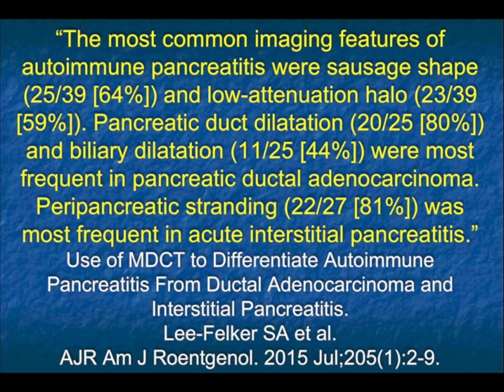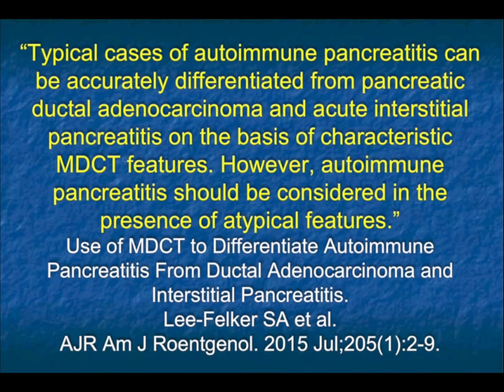This article by Lee Felker a couple years back found the most common imaging features of autoimmune pancreatitis were sausage shape and low attenuation halo. And to me, those are the best findings. Pancreatic duct dilatation and common duct dilatation really don't help you all that much because you'll see them both in cancer and autoimmune pancreatitis. The interesting thing is you see pancreatic duct dilatation less frequently in autoimmune pancreatitis. So if you see a mass but you don't see a dilated duct, you better think about it a little bit more.